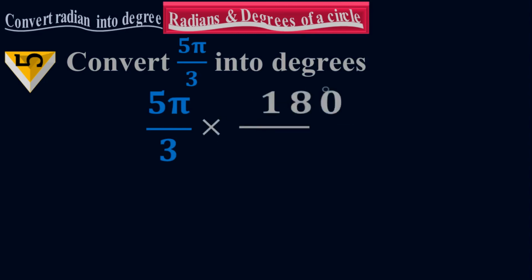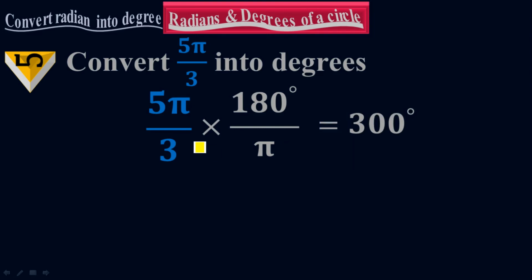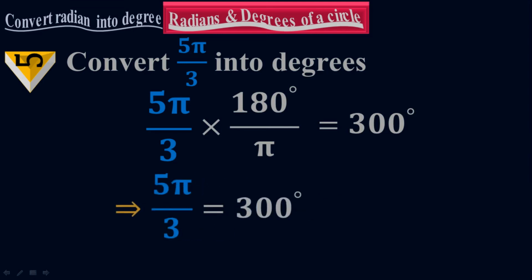Example number 5. Convert 5 pi over 3 into degrees. Multiply 5 pi over 3 by 180 degrees over pi. It equals 300 degrees. Again, there is a cross multiplication. This pi cancels with this pi. I'm left with only the 5 here. So do multiplication in the numerator. 5 times 180 will be 900. So 900 divided by 3 will be 300. But 300 degrees, not simply 300. So I can write that 5 pi over 3 equals 300 degrees. This is my answer. 5 pi over 3 in the circle equals 300 in degrees.